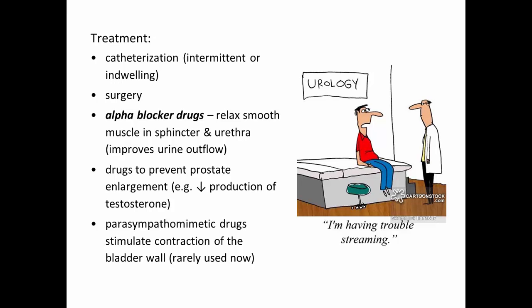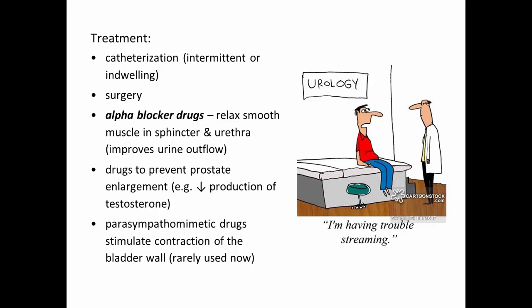So some treatments for urinary retention that are non-drug would be catheterization. So either a person self-catheterizes intermittently, so inserts a catheter up the urethra into the bladder whenever they feel the urge to void, or an indwelling catheter that just remains there all the time. Surgery to decrease the size of the prostate gland may work.